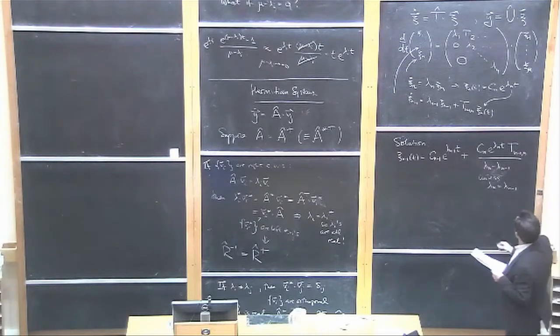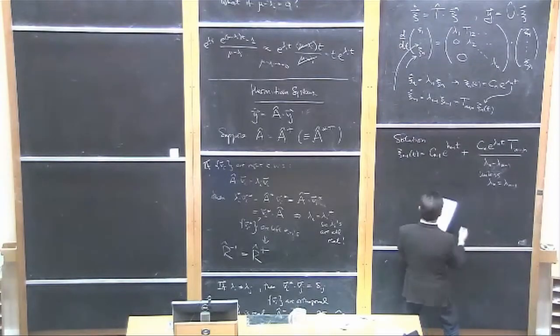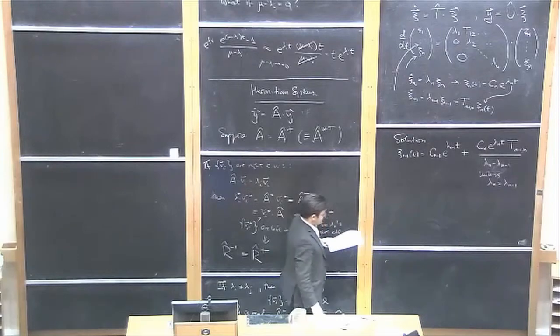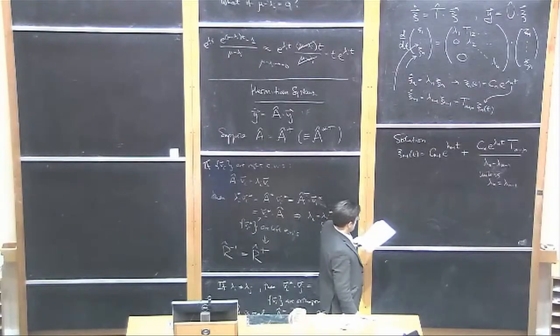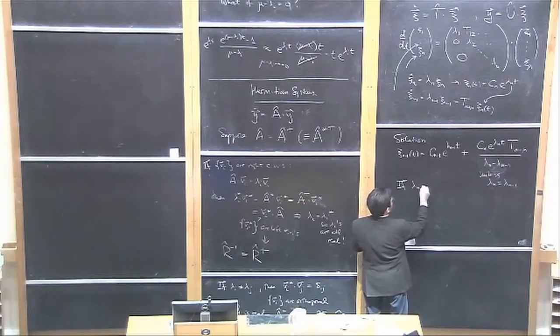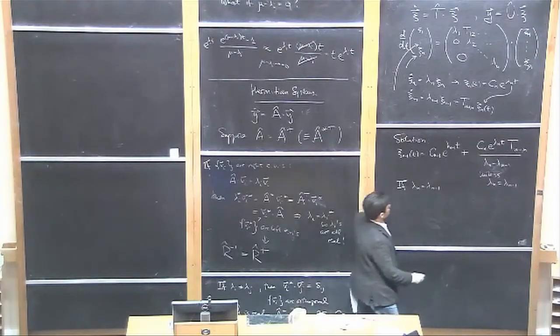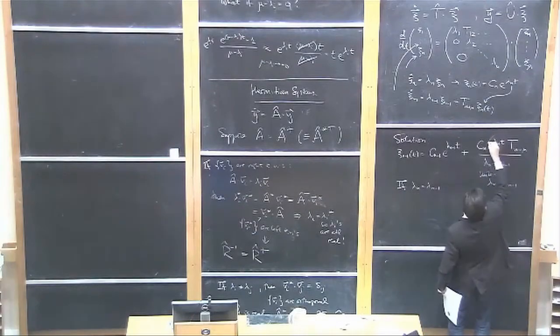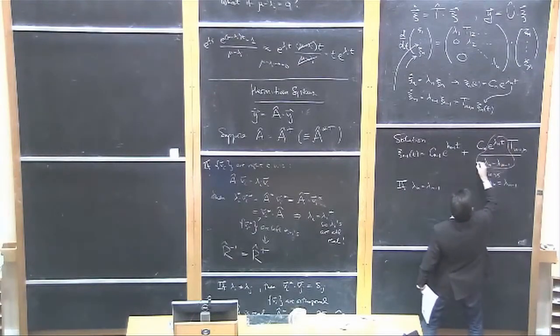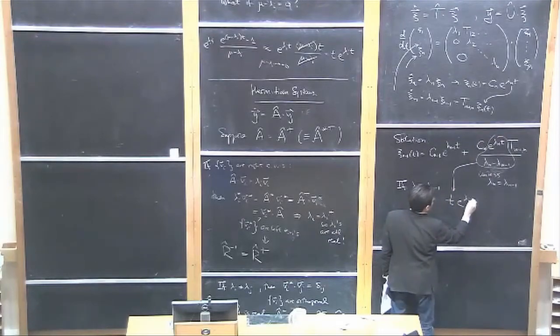Now, what if lambda n is equal to lambda n minus 1? Well, then you know what to do, right? Then you take, as usual, this thing and you replace it with t e to the lambda n t.